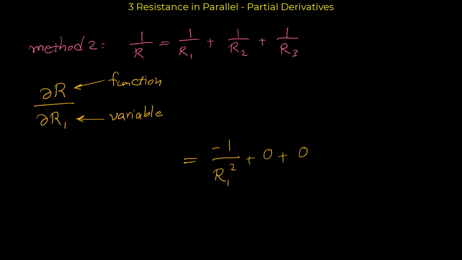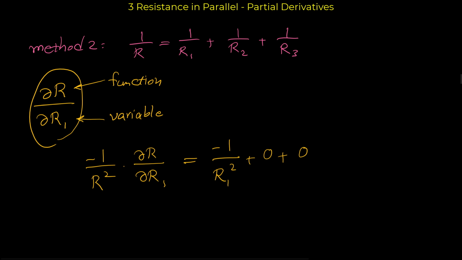So 1 over r we have. Derivative of 1 over r with respect to r is negative 1 over r to the 2, times the partial derivative of r with respect to r1. So basically we use chain rule here to find this derivative.